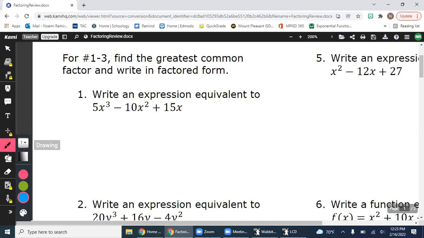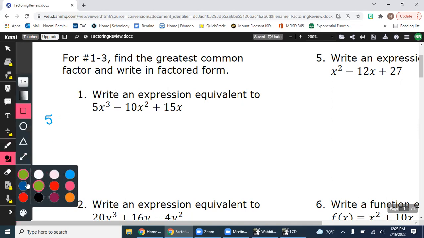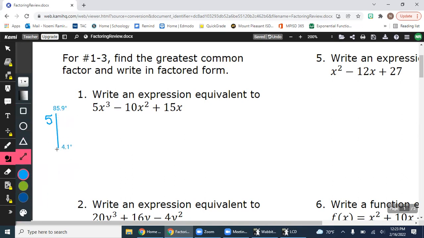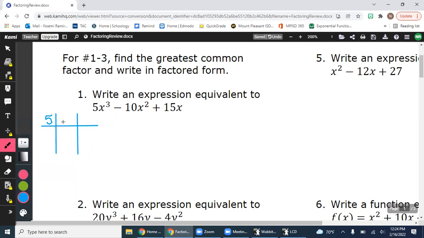So we're going to create two charts. I'm going to do one for my numbers, 5. They don't have a whole lot of factors, so I'm just going to make it short. Short lines. 5. I'm not there yet. Let me create the one of each type of question. One greatest common factor, one factor, one not factor.